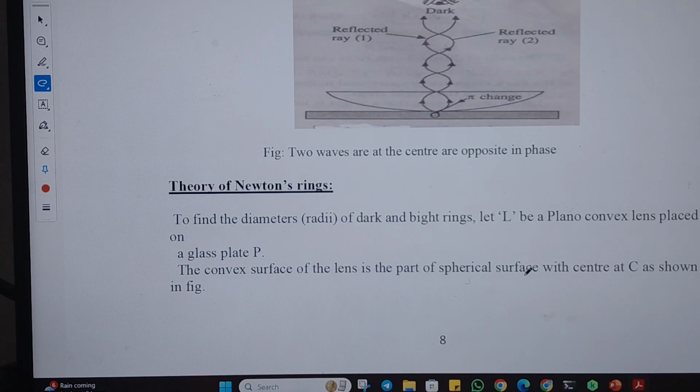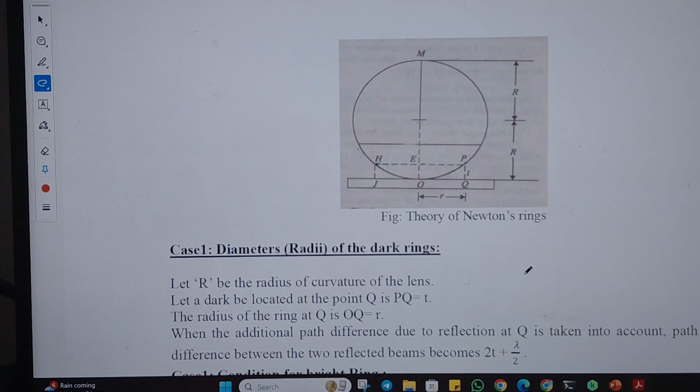So then coming to the theory of Newton's rings. If you observe, we can differentiate two parts of a circle at the center. Here it is the center. Here we can say two types, two R's. Why two R's? From center to upper surface, and surface to lower surface.